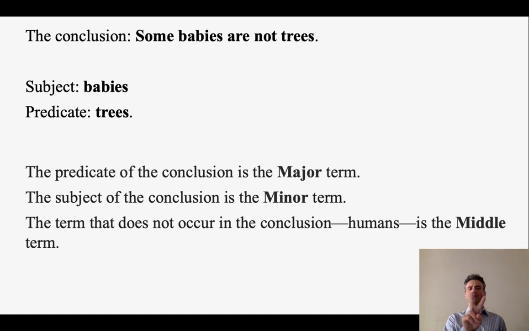Okay, so it might seem counterintuitive. You might think the subject comes first, so it is the major. No, it's the other way around. The predicate term is the major term, and the subject term is the minor term. So naturally, the middle term, the only term that does not occur in a conclusion, is the one that is left.